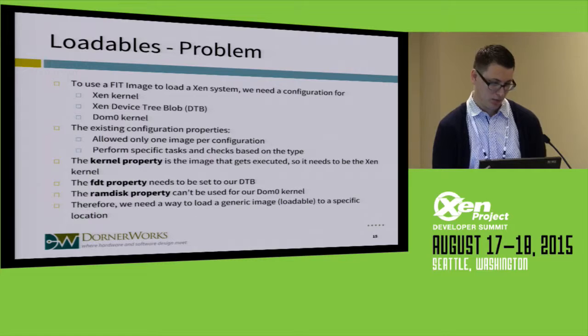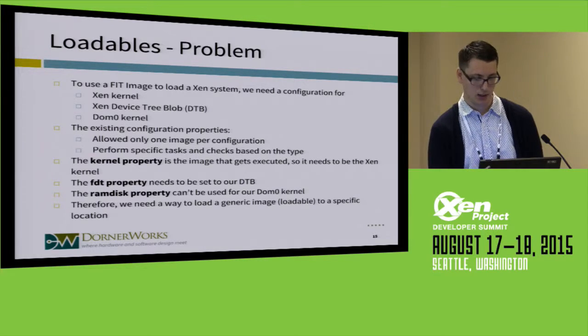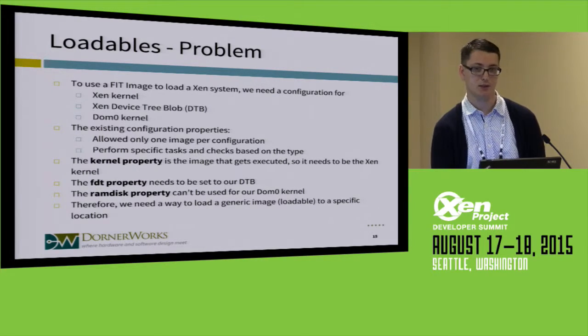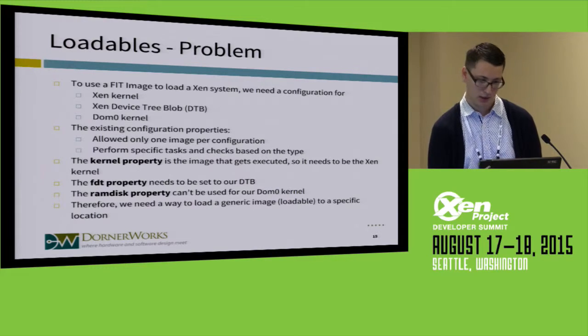The FDT property needs to be our device tree, and the RAM disk property can't be used for a Dom0 kernel because U-Boot checks to make sure it is a RAM disk, and also a user might want to actually use a RAM disk. So this leaves us needing something new so that we can load a generic image just to a location and then leave it alone.